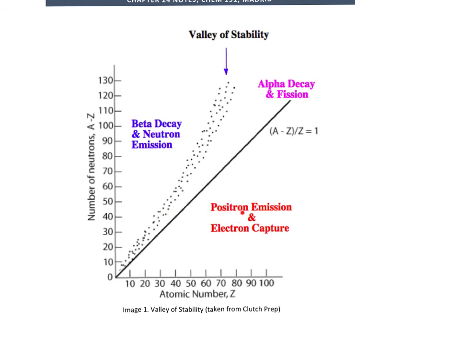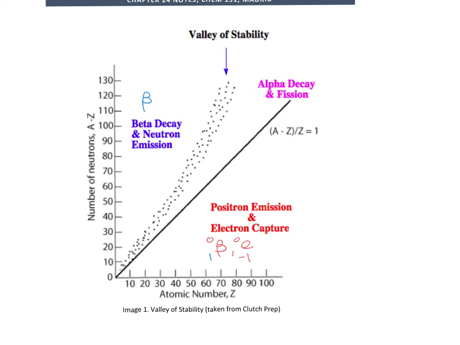That would put you in this area right here, which means you're more likely to undergo positron emission or electron capture, which decreases the number of protons in that nuclide. So you're most likely to undergo this. If you're really high in the number of neutrons, then you're more likely to undergo... sorry, I wrote this one a little wrong. Positron emission, this one, excuse me.